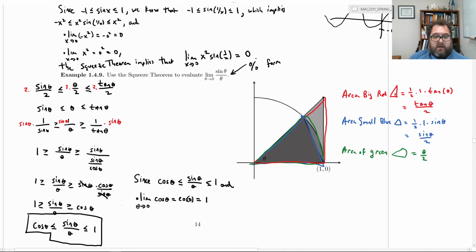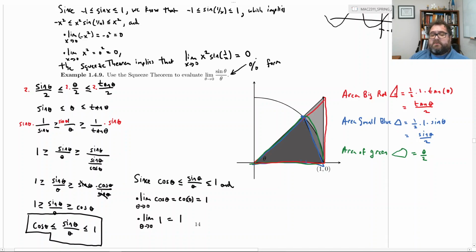Okay? Now what is the limit of the right-hand function? The limit as theta goes to 0 of 1. Okay, that's a constant function. So what's the limit of a constant function regardless of the value of c? It's also 1.